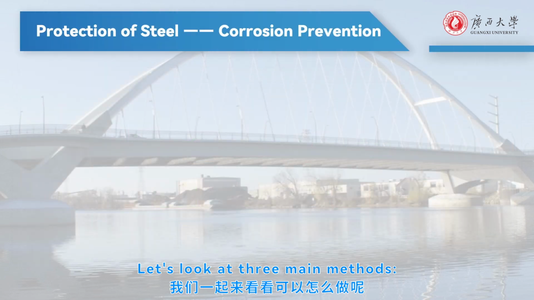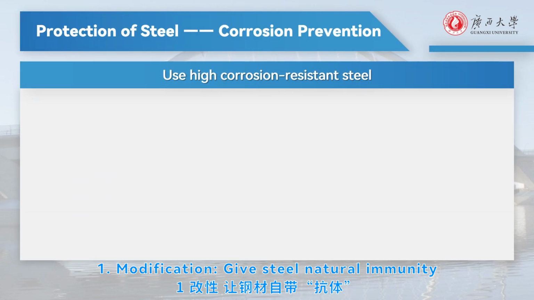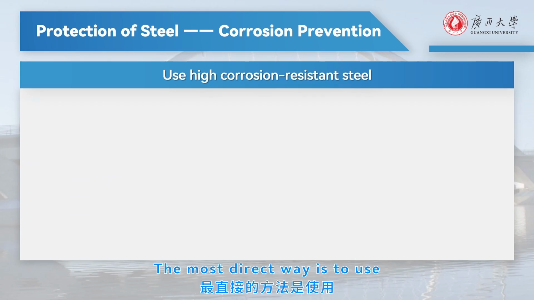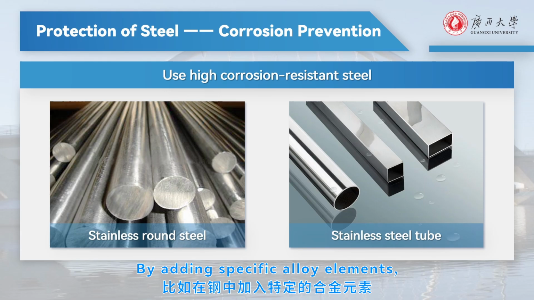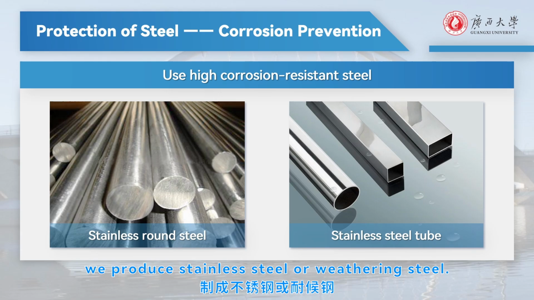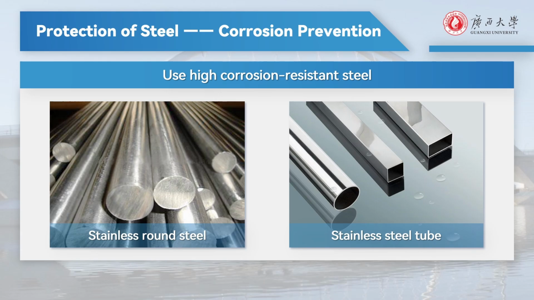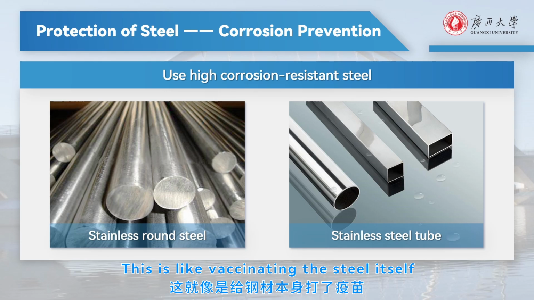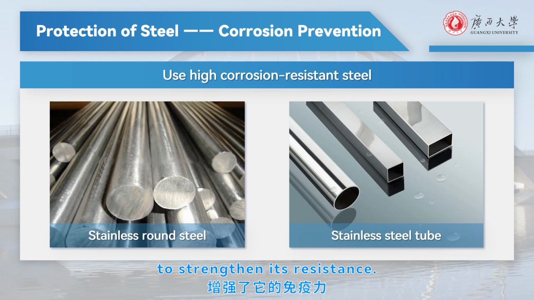Let's look at three main methods. 1. Modification. Give steel natural immunity. The most direct way is to use corrosion-resistant steel. By adding specific alloy elements, we produce stainless steel or weathering steel. This is like vaccinating the steel itself to strengthen its resistance.